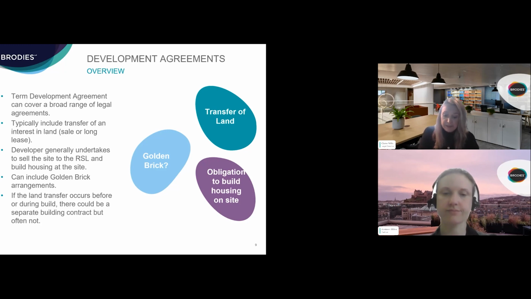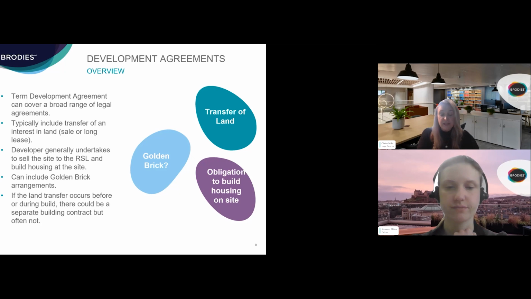There may be an expectation that that developer will step down some of those construction obligations to third parties, for example, subcontractors or professional team members such as architects and engineers. However, the developer is often a contractor in their own right and will have capacity to act as a main contractor. And so the development agreement in that scenario is essentially a purchase contract and a building contract rolled into one.